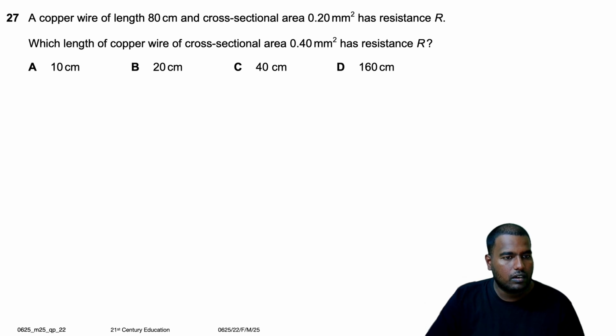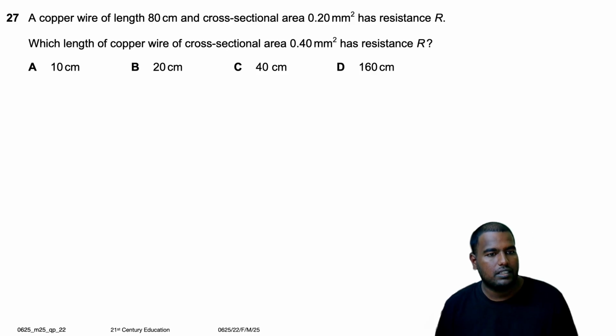A copper wire of length 80 centimeter and cross-sectional area of 0.20 millimeter square has resistance R. Which length of the copper wire, of cross-sectional area of 0.40 millimeter square, has resistance R?